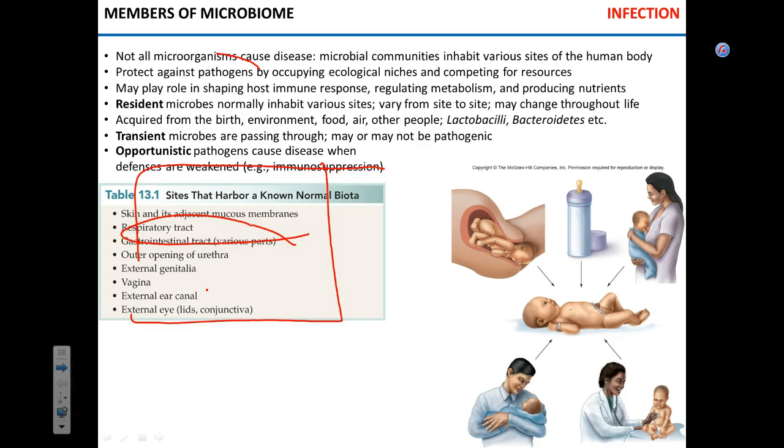Now, why is microbiome so important? It protects. Okay? It occupies ecological niches, competes for resources, preventing pathogens from taking hold. And now it is more and more appreciated that the microbiome can actually shape the immune response.